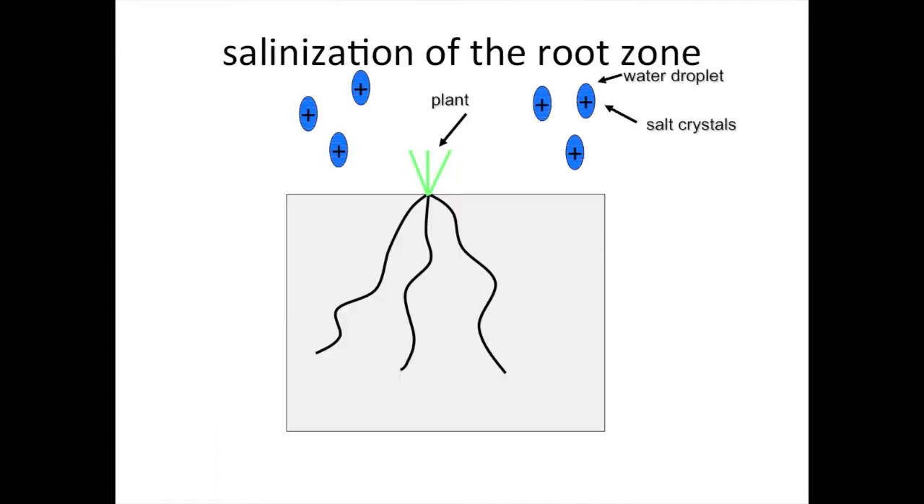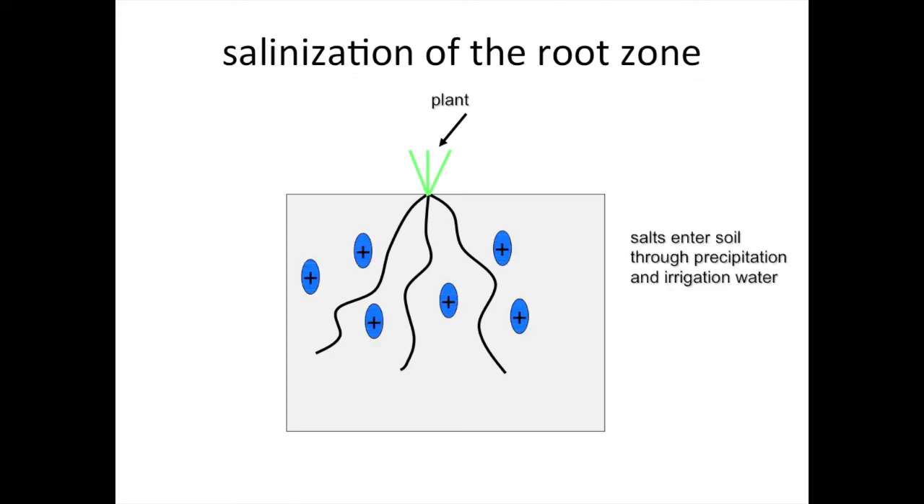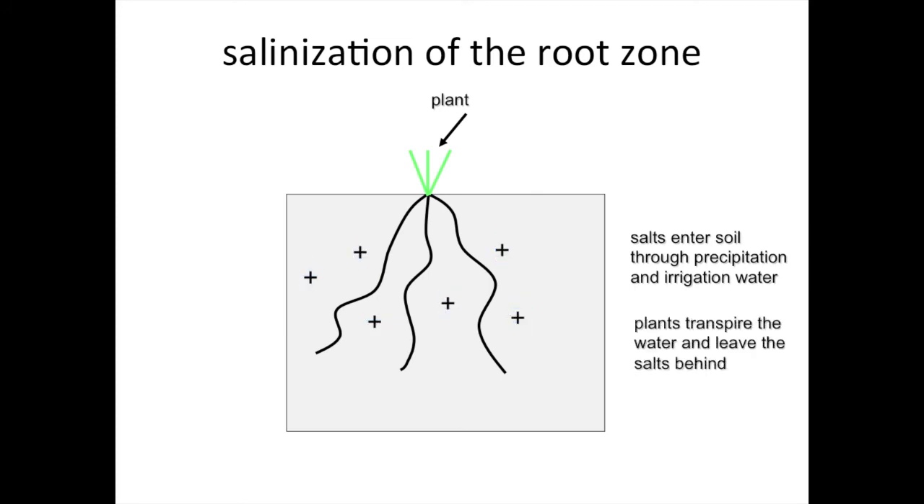So basically, this is a soil physics conceptualization of the plant here. So what we have here is water coming into the root zone either through precipitation or through irrigation. And these little plus signs here are salt crystals. This is dissolved salts in the water. That water enters the root zone through precipitation. The plant then extracts the water through transpiration, but the salts are left behind.